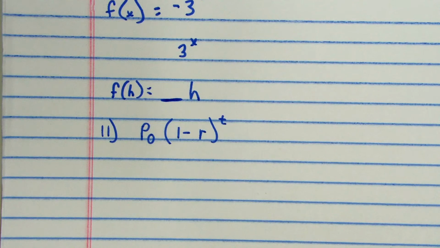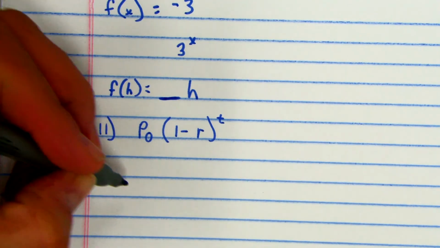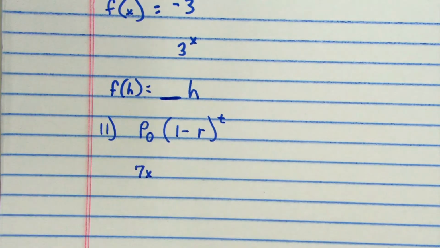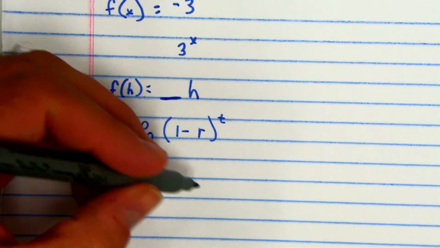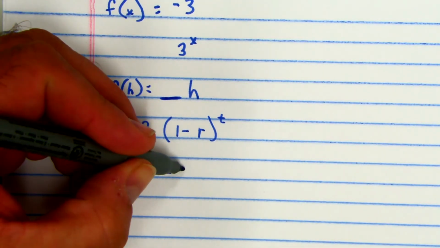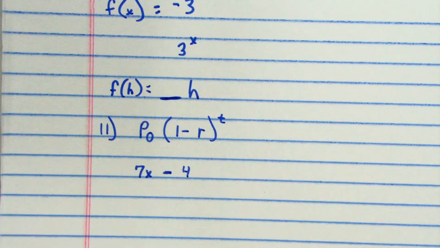Problem 13, which shows the function f of x, 7x. So that means my basic function was this. And they want a vertical translation, which means it happens outside the parentheses, of down 4.